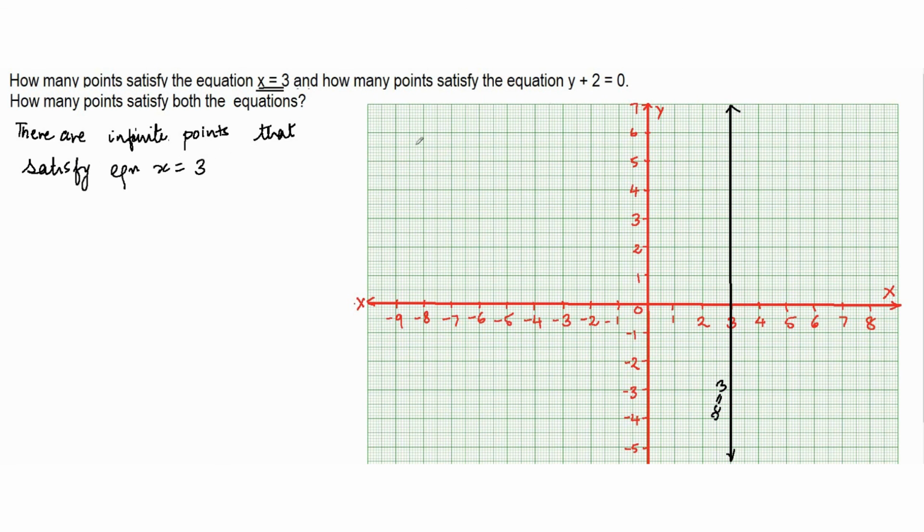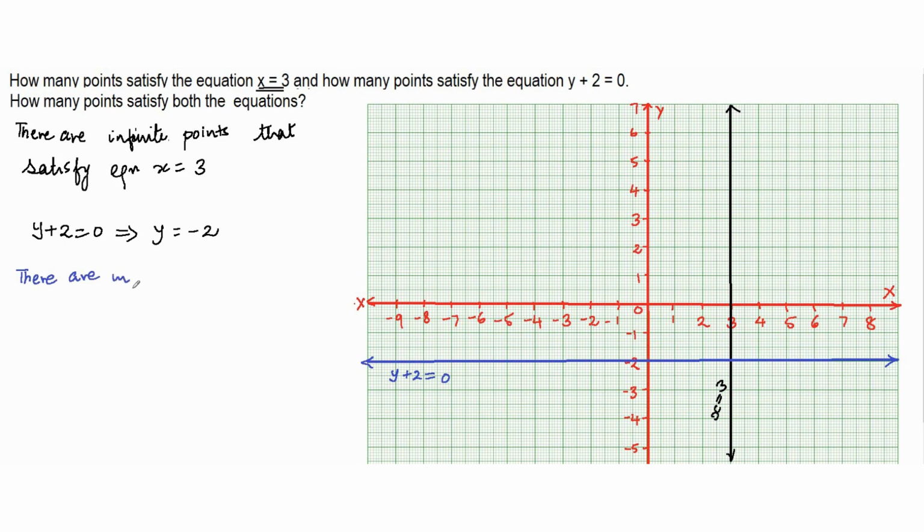And how many points satisfy y plus 2 is 0? So y plus 2 is 0 means y is negative 2. So y equals negative 2 means the line is going to be parallel to the x-axis, and it is 2 units below the x-axis, right? Because y is negative 2. So this particular line is y plus 2 equals 0. So there are again infinite points.